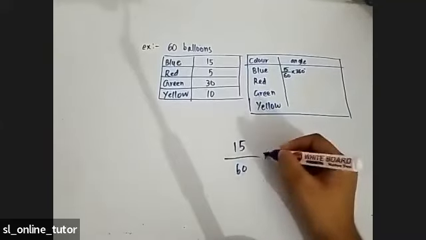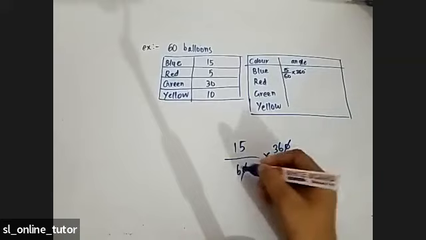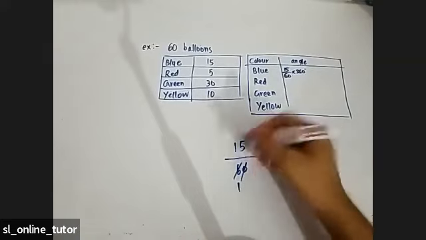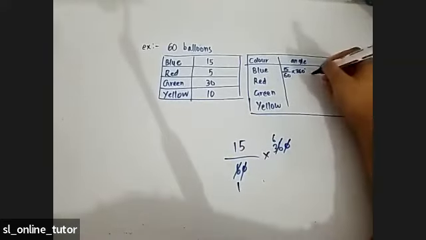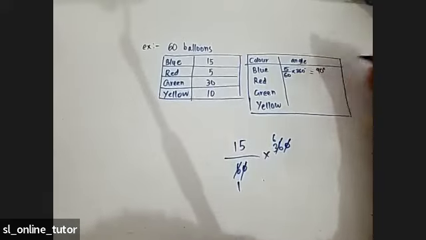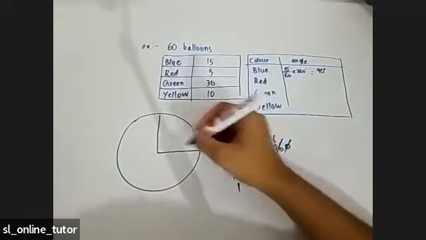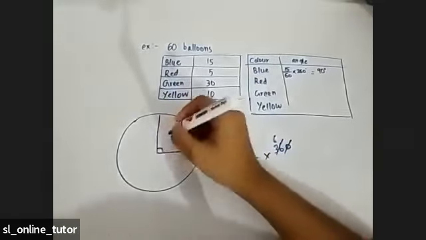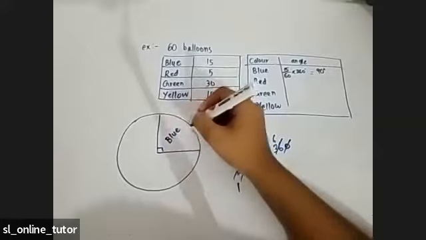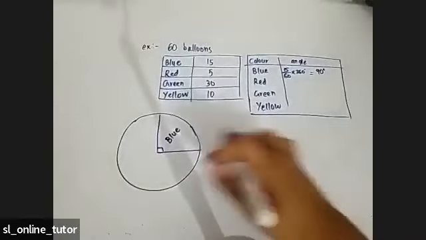15 upon 60 into 360. 0, 0 cancel, 6 ones are 6, 6 times 15 is how much? 90 degrees. So in the pie chart, 90 degrees should be denoted for blue color balloons. Can you understand? Yes, teacher. Like that, you have to find the magnitude and fill this table. Do it now. Teacher, give us some time. Then within that time you can.